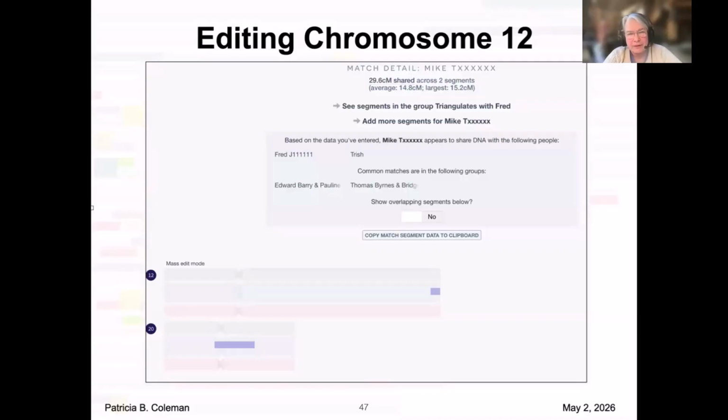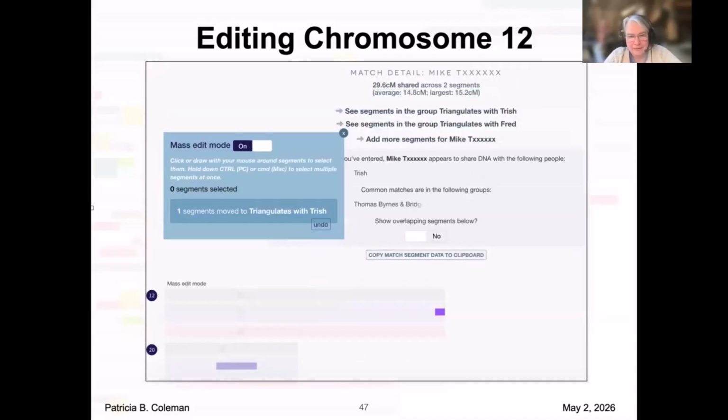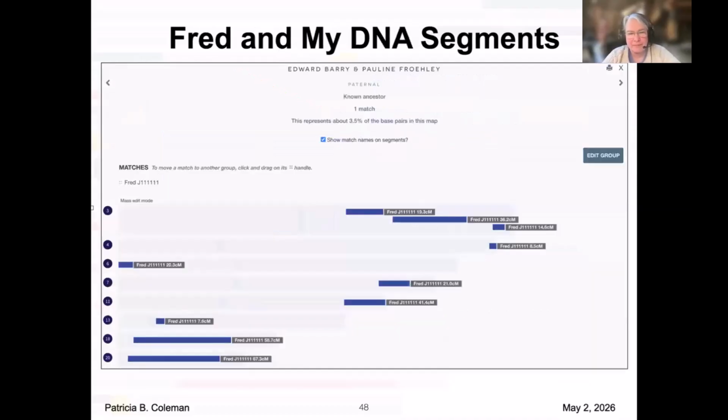So here we have, he triangulates with Fred and me on chromosome 20 and with Trish and me on chromosome 12. So what I'm going to do is edit chromosome 12 to show that. So I use this mass edit mode. I select that segment on chromosome 12, and then I'm going to move him to the group that says triangulates with Trish. So here now we have one group triangulating with Trish and one with Fred. Chromosome 12 triangulates with Trish. Excuse me. And chromosome 20 triangulates with Fred. So here's Fred and my segments.